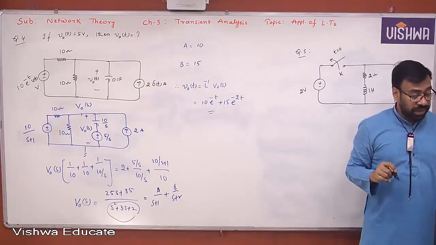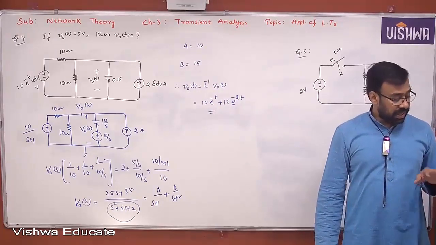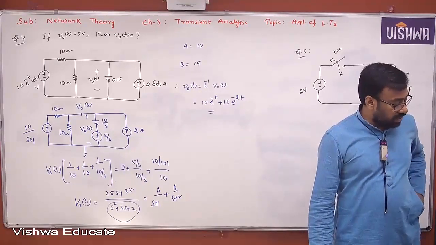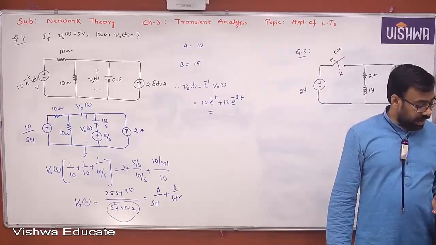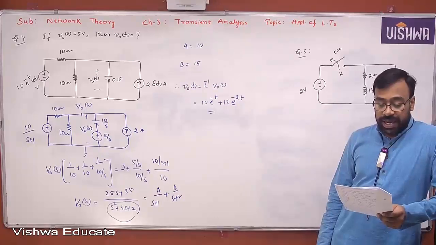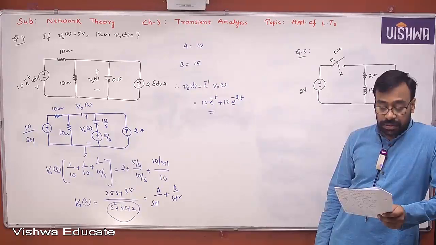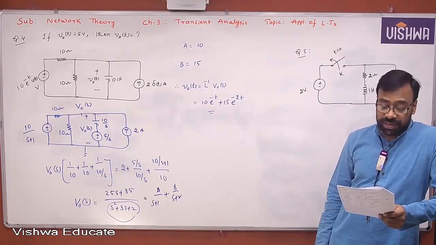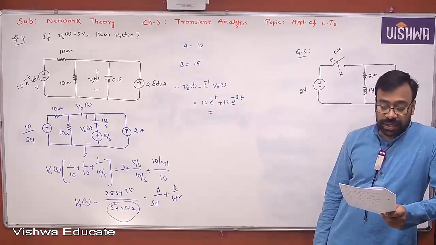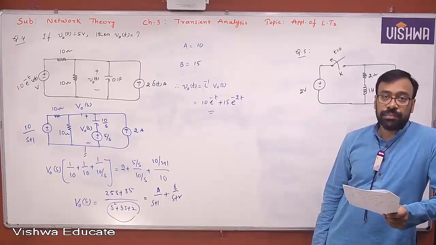Now let us read the question carefully here. On closing switch S, the circuit in the given figure is in steady state. The current in the inductor after opening the switch S will, option A, decay exponentially with a time constant of 2 seconds. Option B, decay exponentially with a time constant of 0.5 second. Option C, consists of 2 decaying exponentials, each with a time constant of 0.5 second. Option D, be oscillatory.